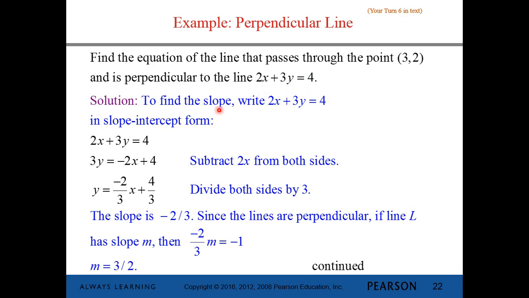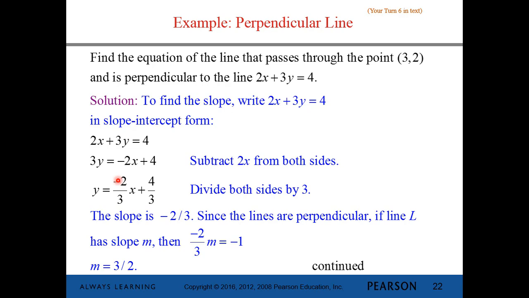And so this is what we get. So when you solve here, you get y equals negative 2/3 x plus 4/3. Again, we don't care about this. We just care about the slope. Now, how do we get negative 1? So we know that they're perpendicular. We're looking for a perpendicular line.